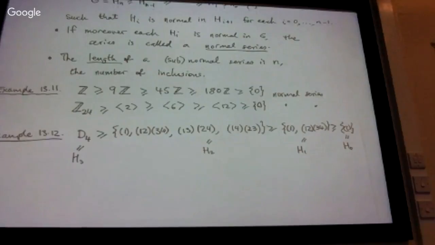So, are they normal in each other? No. I've got a reason, but you're not going to like it. Because it says so in the book. Yeah, well, okay. So, is this a subnormal series? What is the definition of a subnormal series?